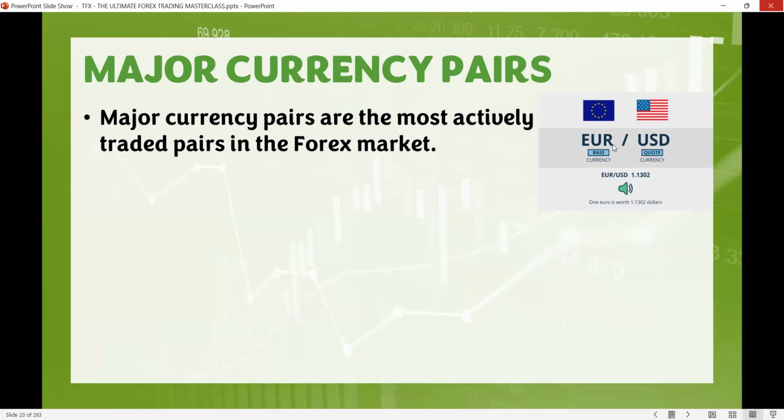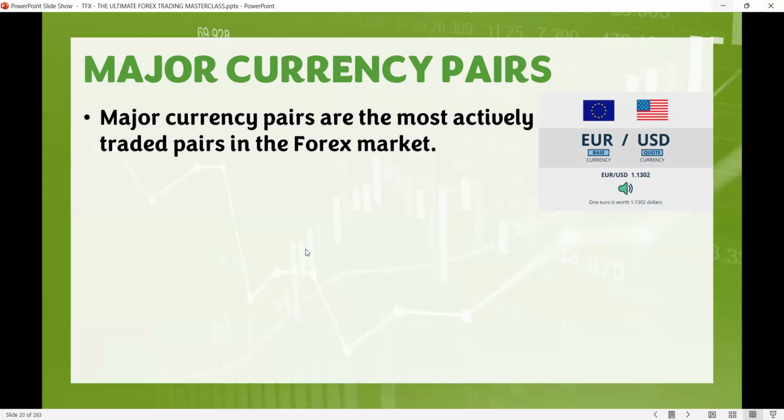Euro is spent in the European countries, and USD, United States dollars, is spent in the United States. So if you see Euro USD and the value is 1.1302, it means that 1 euro equals 1.1302 USD. That is what it means.